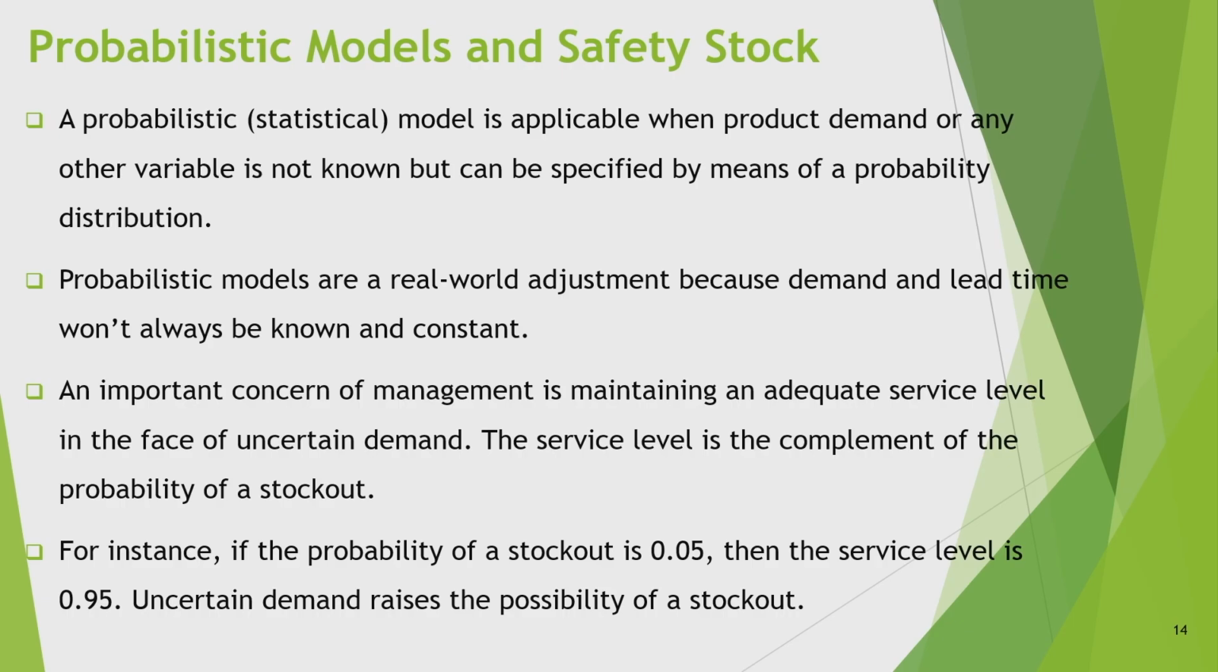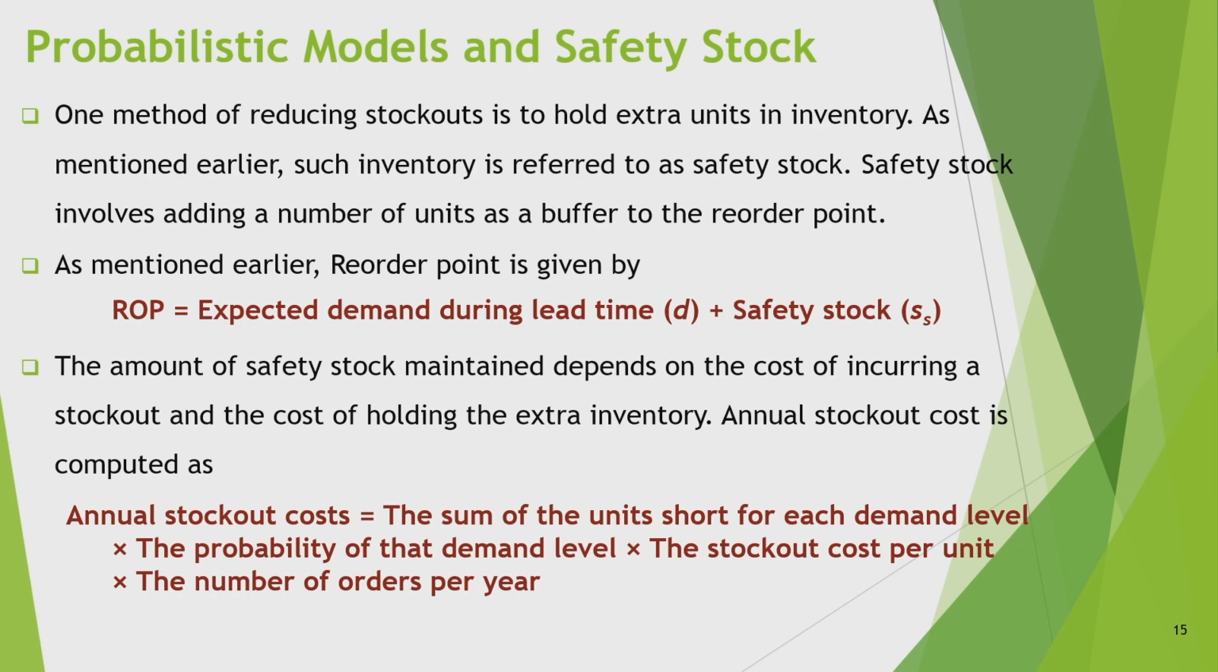Uncertain demand raises the possibility of stock out. So one method of reducing stock outs is to hold extra units in the inventory. As mentioned earlier, such inventory is referred to as safety stock. Safety stock involves adding a number of units as a buffer to the reorder point. So as mentioned earlier, reorder point, that means at what point I should order, is given by expected demand during lead time plus safety stock.